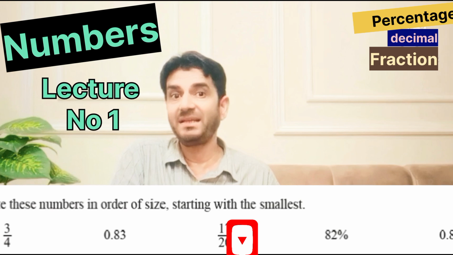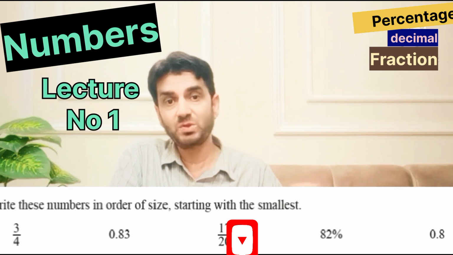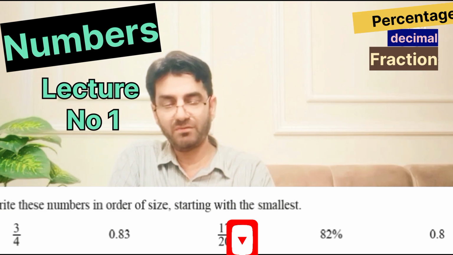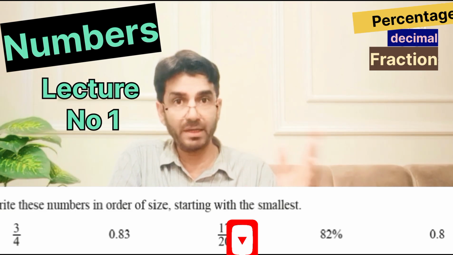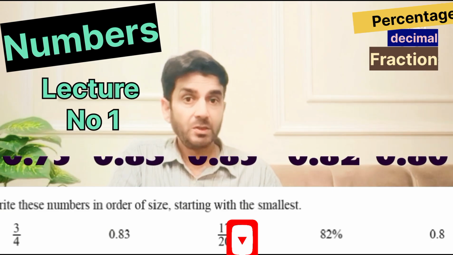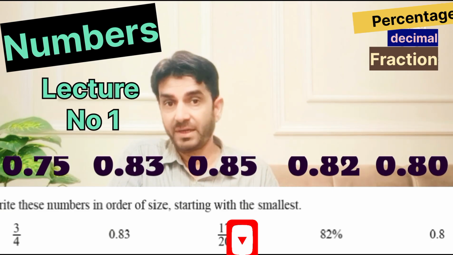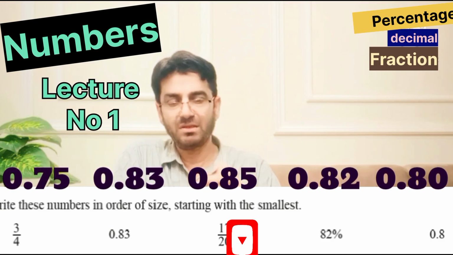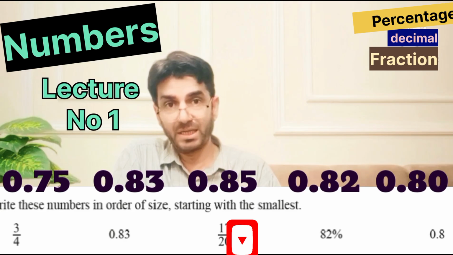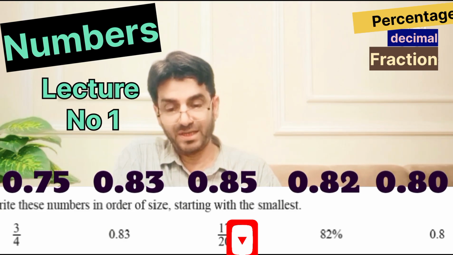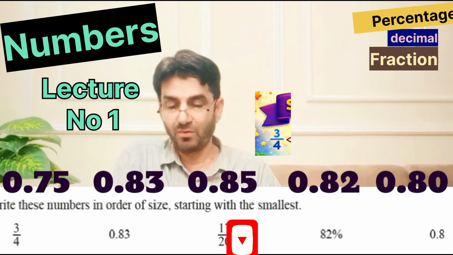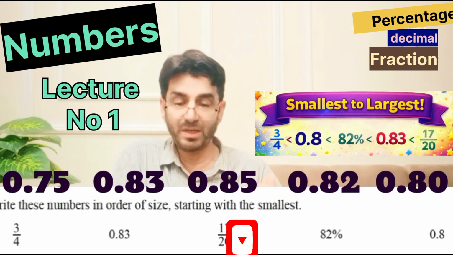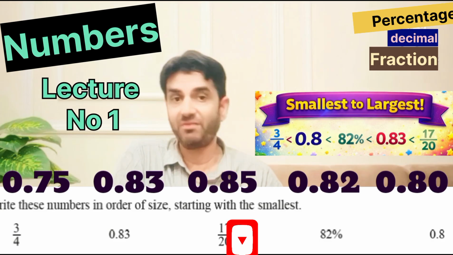So arrange in ascending order from smallest to greatest. So first of all, you will convert all of them into decimal. 3 by 4, 0.75, 0.83 already, 17 by 20. So 20, make it 100, 5, 100, 17, 85. So it is 0.85. And the next one is 82%, 0.82, and 0.8 is 0.80. So it's very easy. 0.75, 3 by 4 is the first one, 0.8 the second, 82% third, 0.83 fourth, and 17 by 20 is the fifth one.